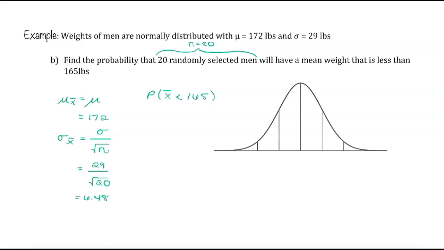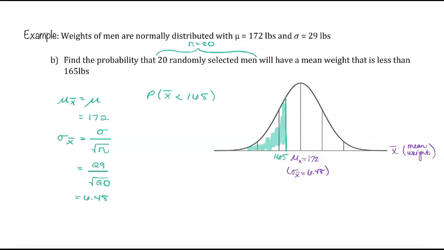Our picture in this case will look very similar. Our data values are sample means, and in this case, that's mean weight for samples of size 20. Our mean of the sample means is still 172, and our standard deviation for the sample means is 6.48. And again, we want to find the probability that a particular sample mean will be less than 165. We want the area to the left of 165.